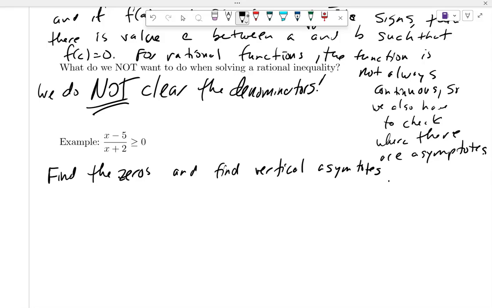Now, just like what we talked about in the previous section, zeros, x-intercepts, what did you look at for the x-intercepts? The top or the bottom? Top, right? What did you look at for asymptotes? Bottom, yeah. What makes the top 0? 5. So for your zeros here, x equals 5. For your asymptotes, what makes the bottom 0? -2. Good.